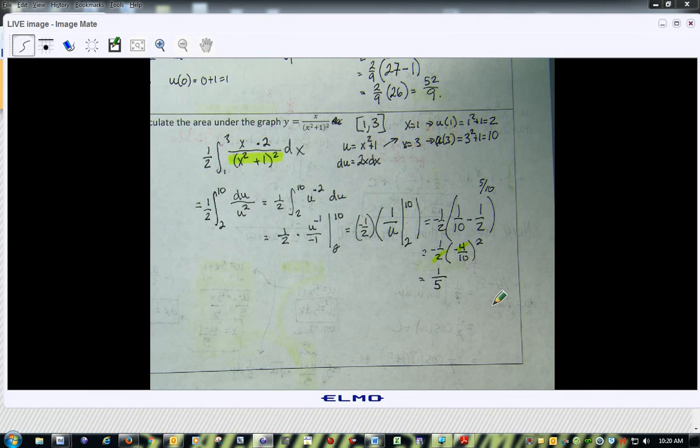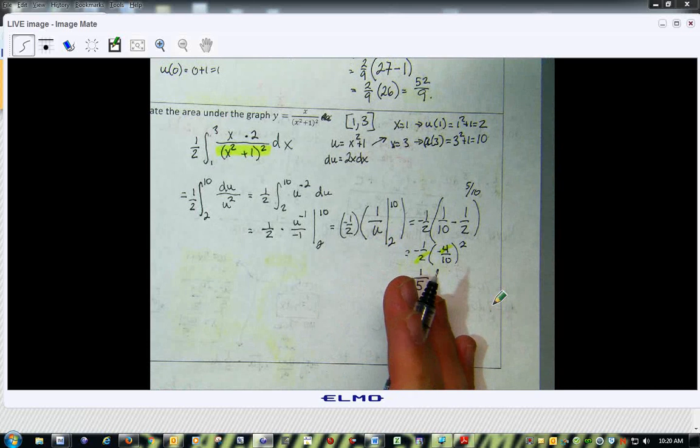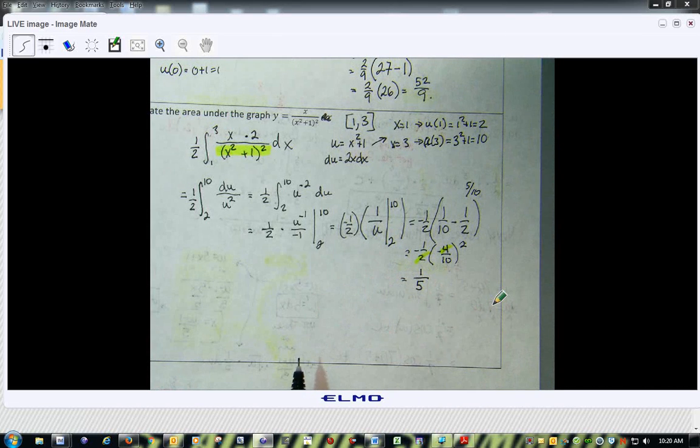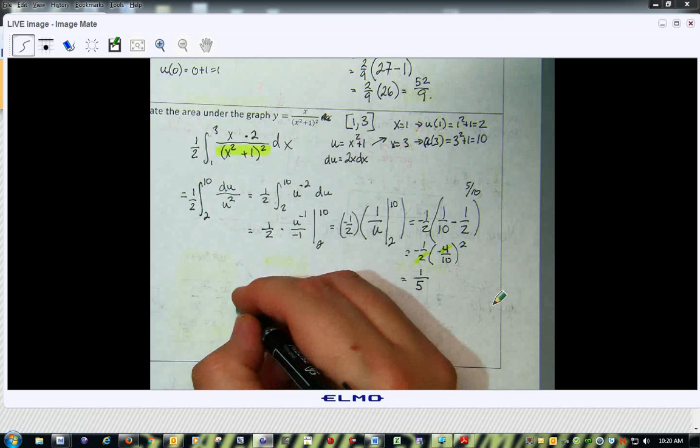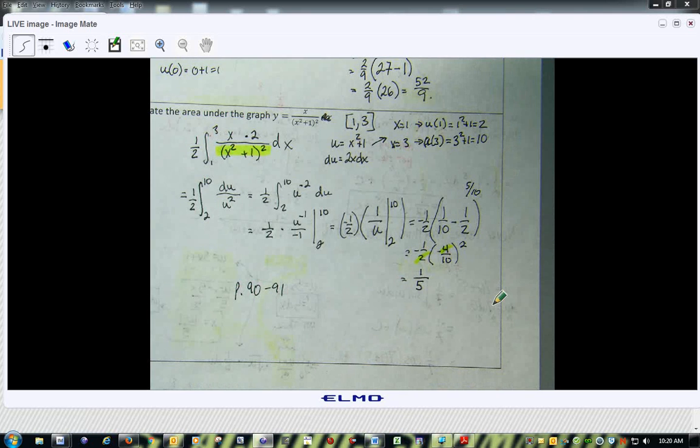Your homework, not in the green book, but in the khaki book, yellow, the other one, the course pack, page 90 to 91. It's the substitution method for integration.